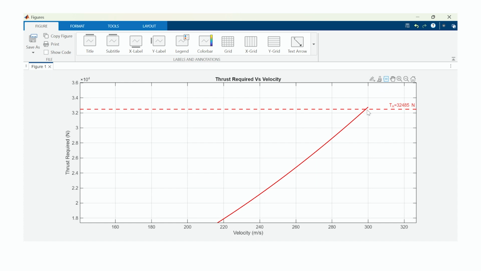So if we plot a data point over here, at approximately 298 meters per second, we have this maximum thrust available. Now let me just close this figure.